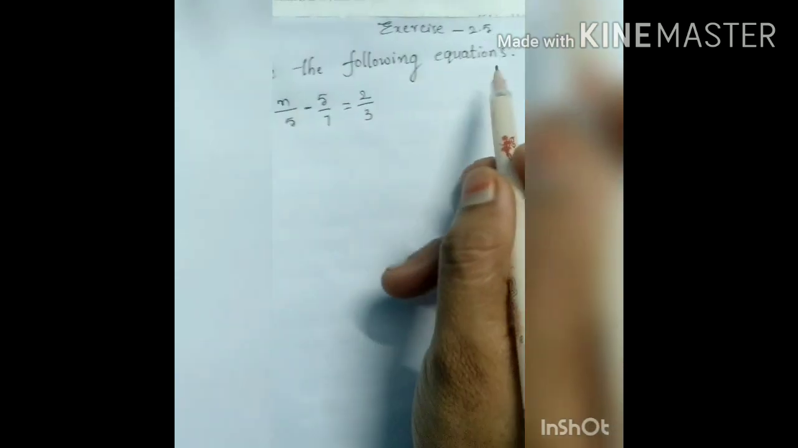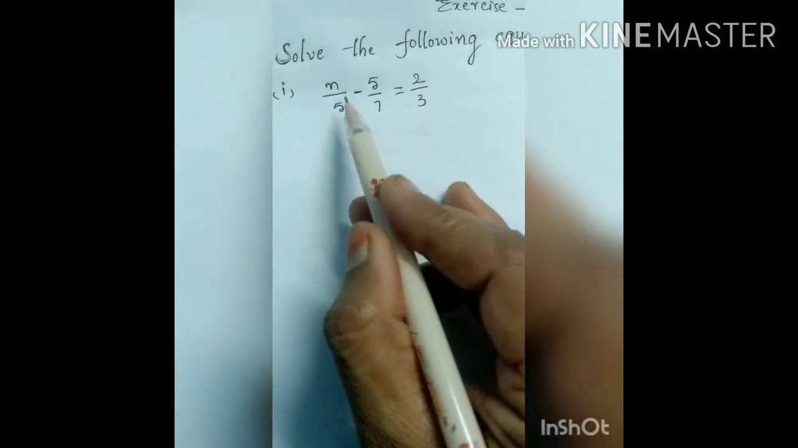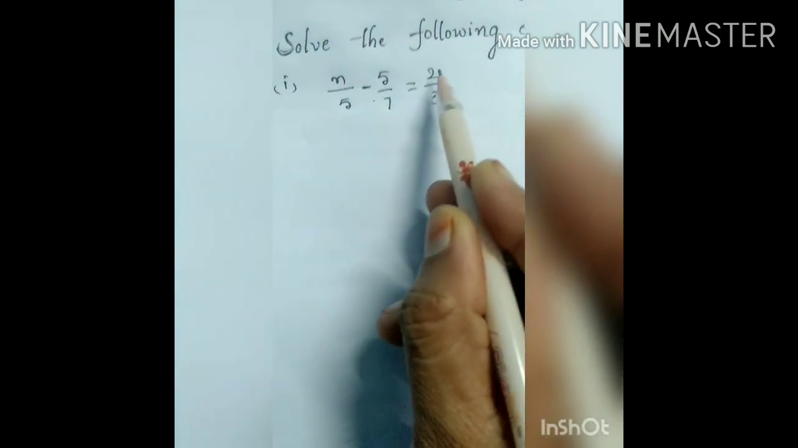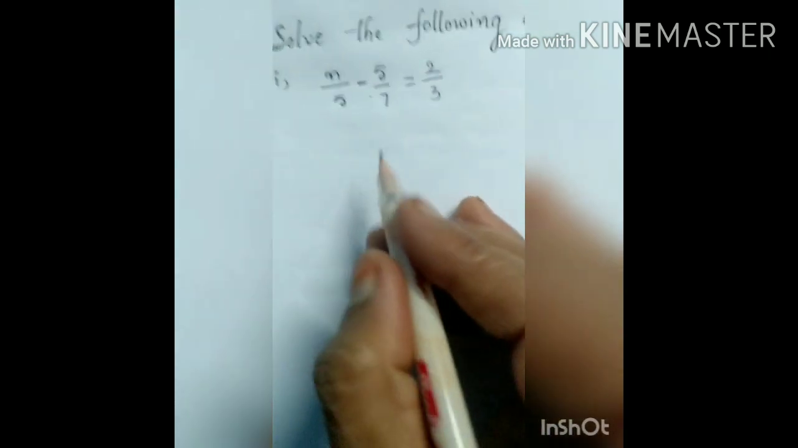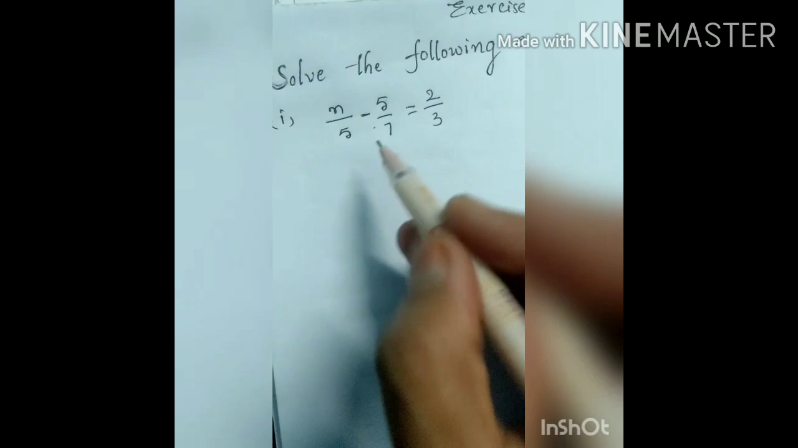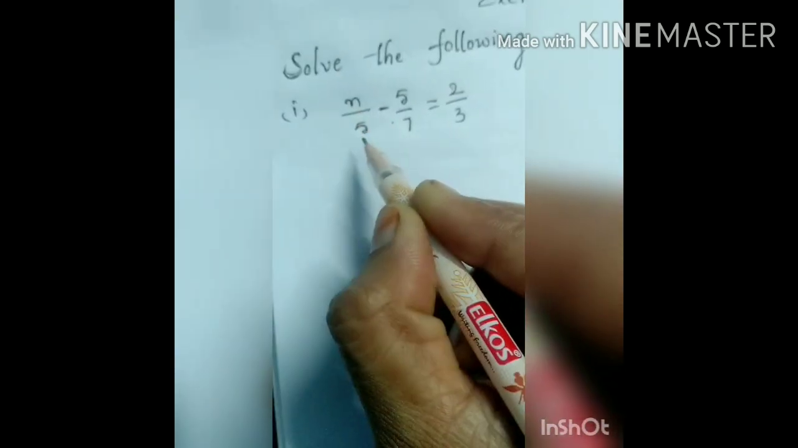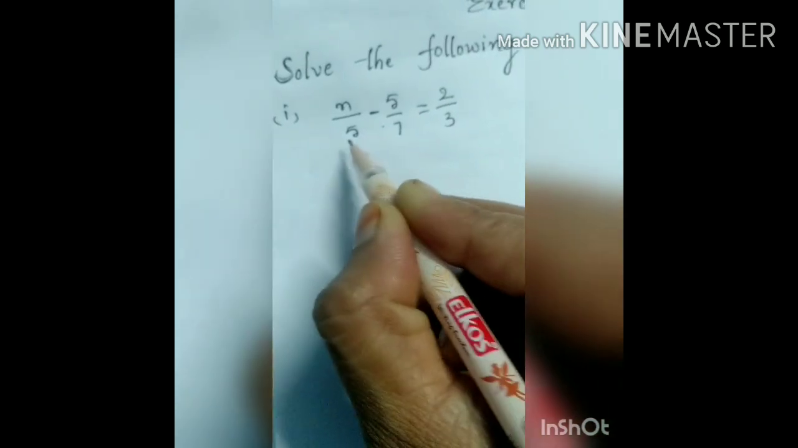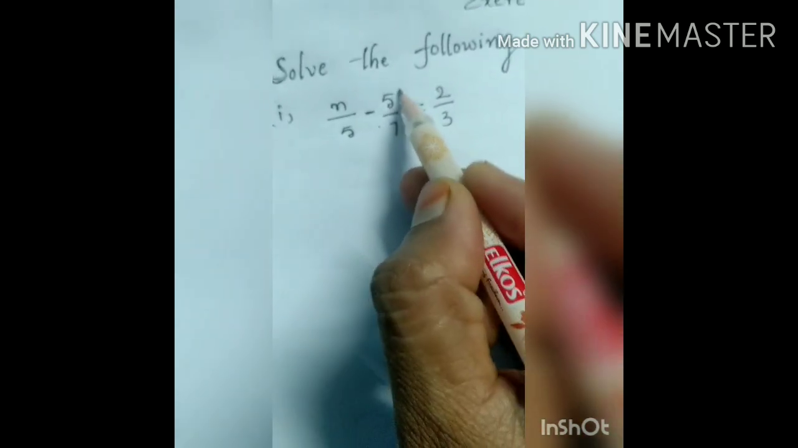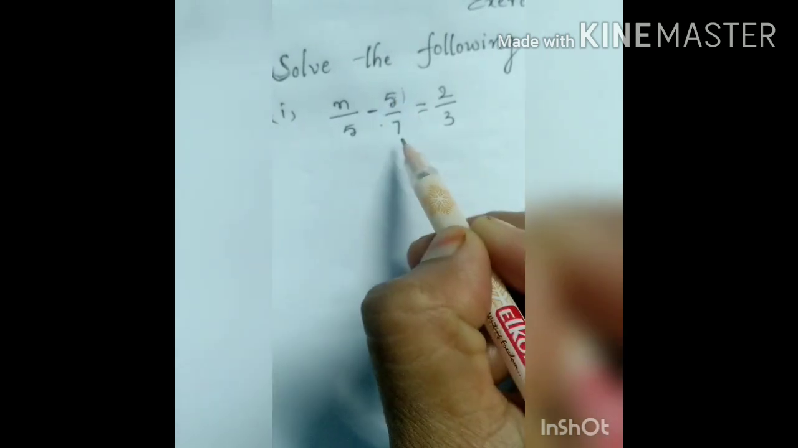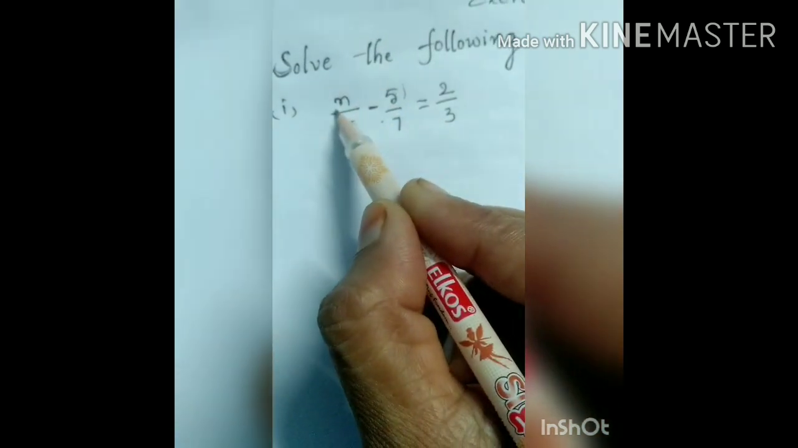So the first question is n by 5 minus 5 by 7 equal to 2 by 3. Observe here: n by 5 is the first term and 5 by 7 is the second term, which is a constant. The numerators and denominators are constant terms, and there is one variable.